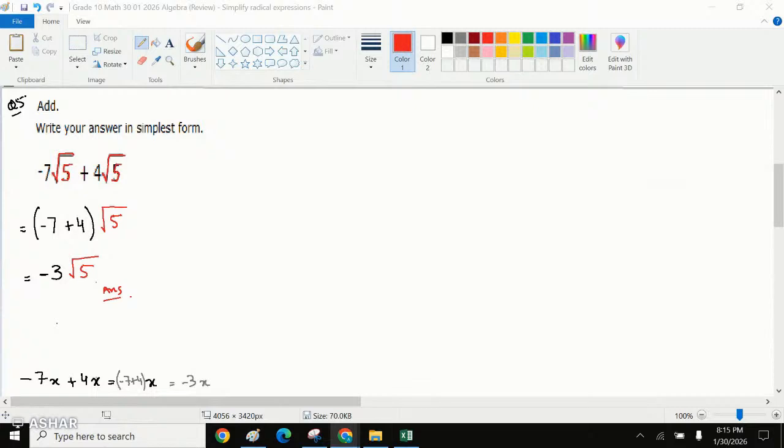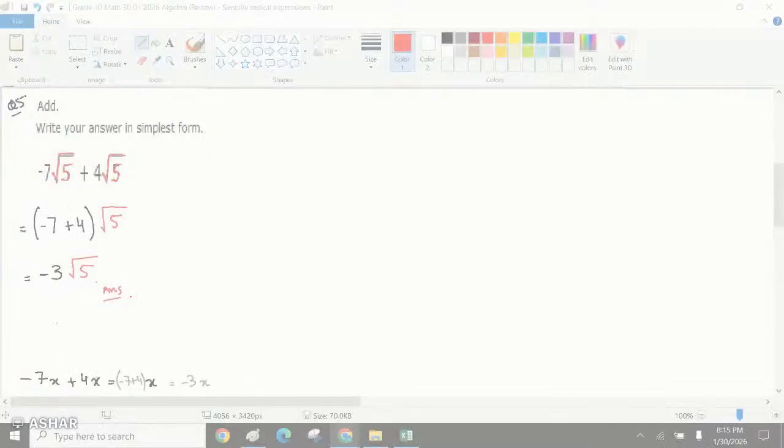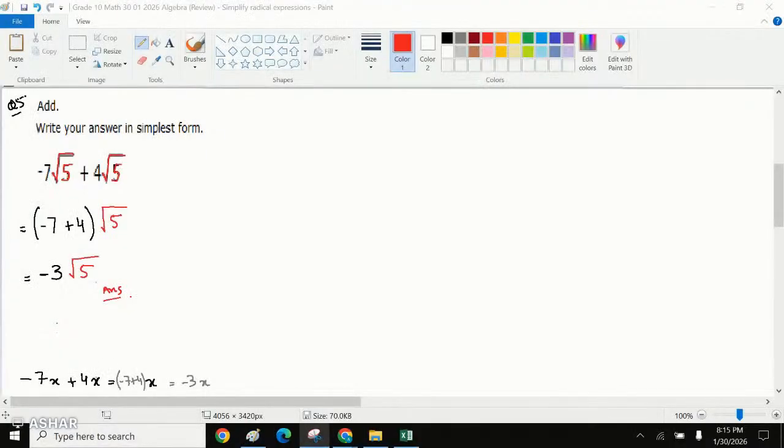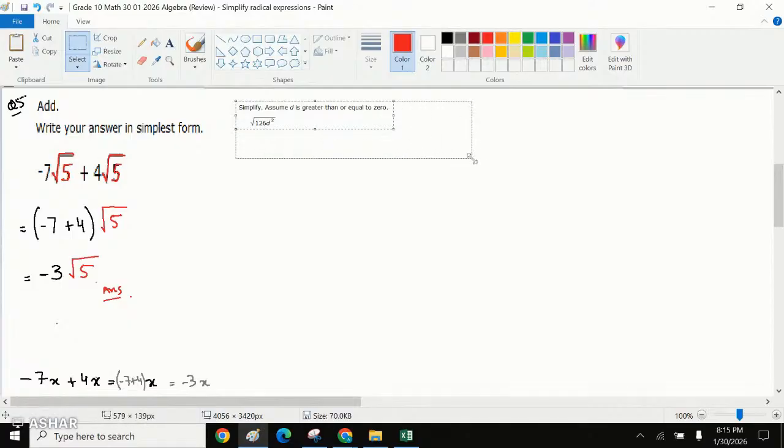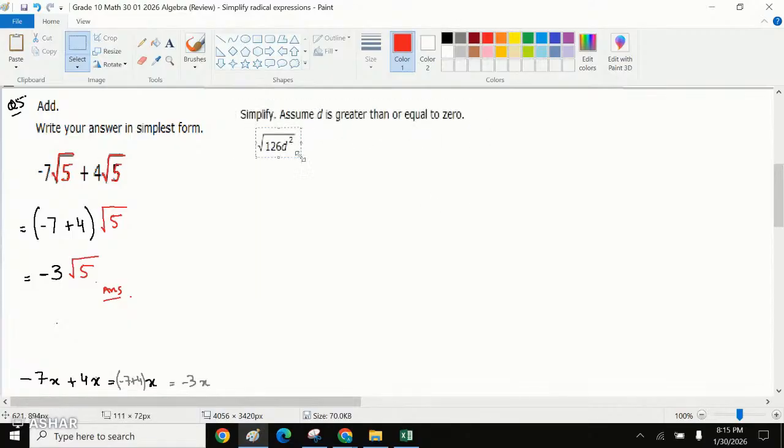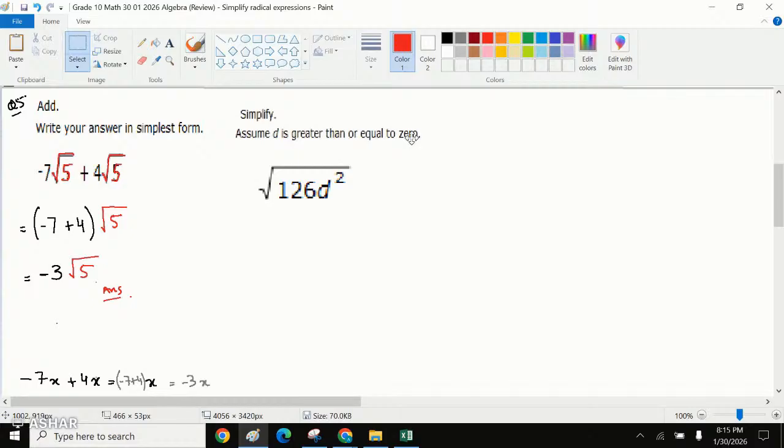Moving ahead, they're asking us to simplify. Just a moment. Okay, and find the answer. Okay, they have an additional statement over here. Simplify and assume. Okay. Why are we assuming this? Because if the value of d was 0, then everything will become a 0, right? That's why we assume that d is greater than or equal to 0, right? So for question number 6, we need to simplify this.